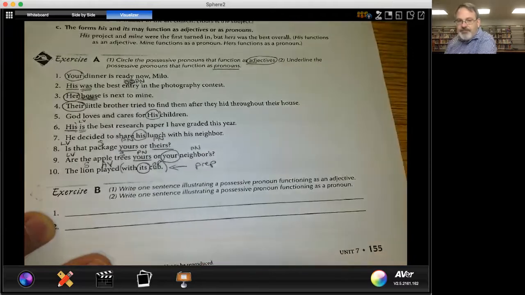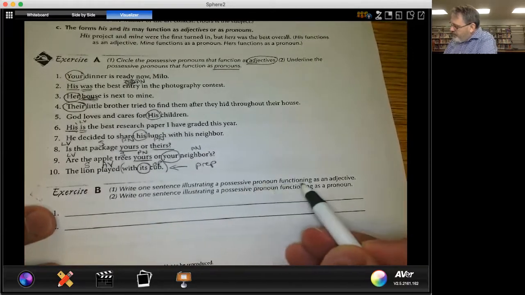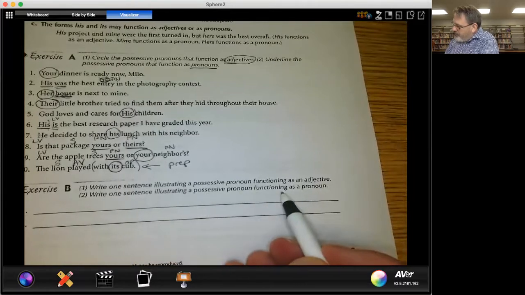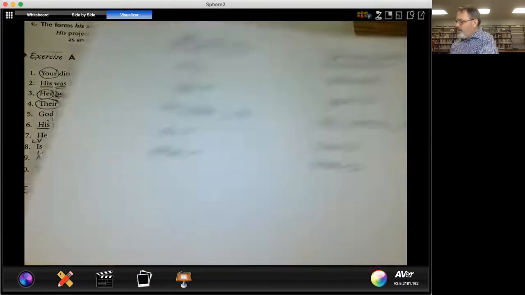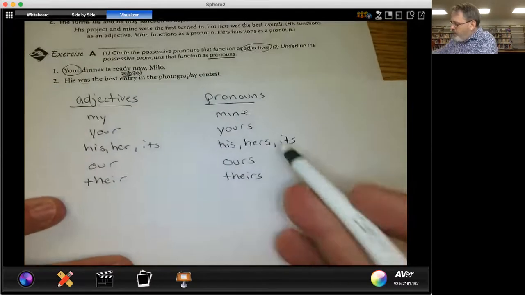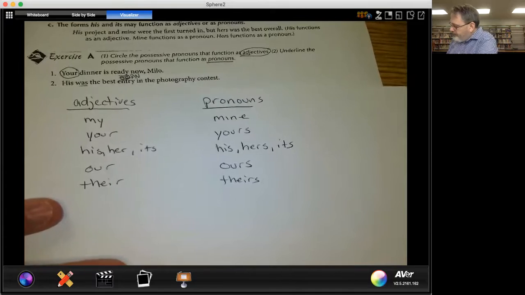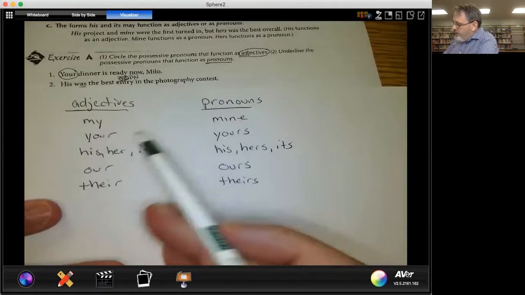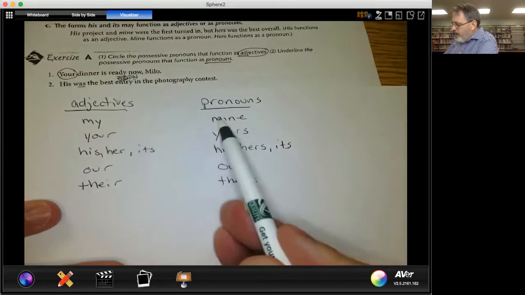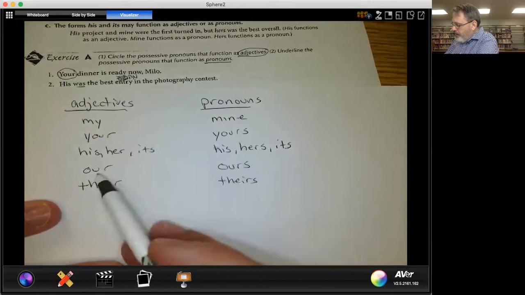Circle the adjectives. Now, we have to write one sentence illustrating a possessive pronoun functioning as an adjective and one sentence illustrating a possessive noun functioning as a pronoun. Well, let's look at this list and just pick the ones we want to use, because if we use ones that are always one or the other, then we'll never get our assignment wrong. So one is an adjective and one is a pronoun. Well, it looks like if we use my and mine, we'll get it right because those are different. Your and yours will get it right. Her and hers will get it right. Our and ours, their and theirs.